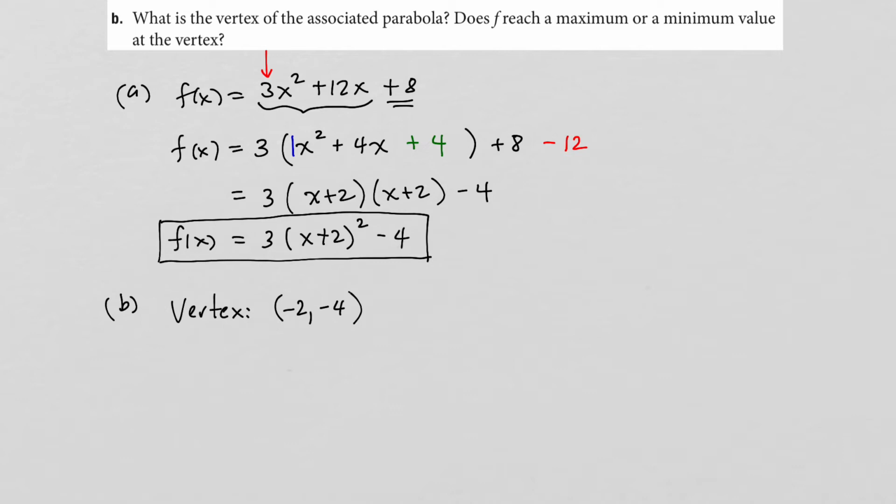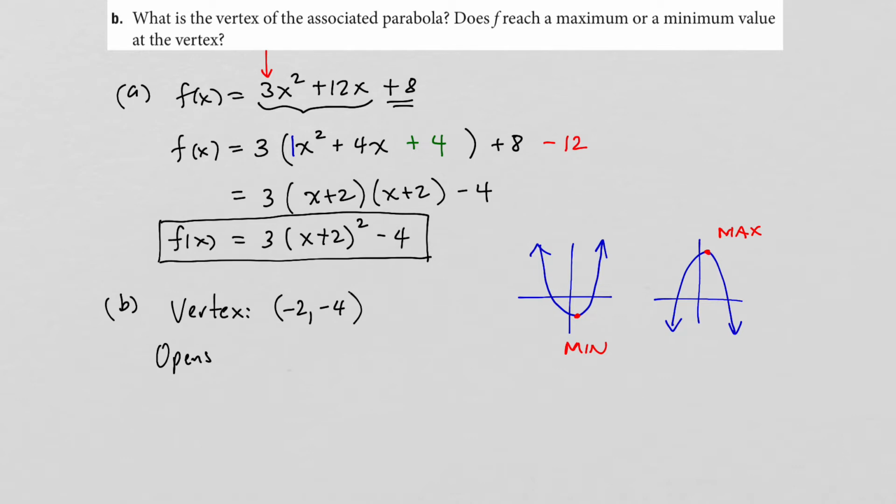And then finally, they ask the question, does f reach a maximum or a minimum value at this vertex? So the only thing that matters here is just an understanding of whether your parabola opens up or whether your parabola opens down. When it opens up, you have a minimum value at your vertex. And if the parabola opens down, you have a maximum value at the vertex. And we know that this parabola opens up since a is equal to 3 and 3 is positive.